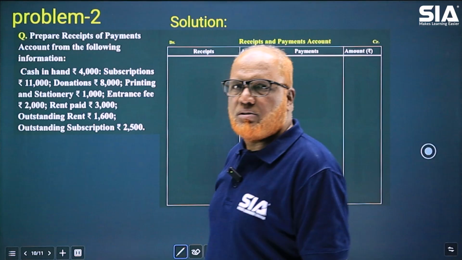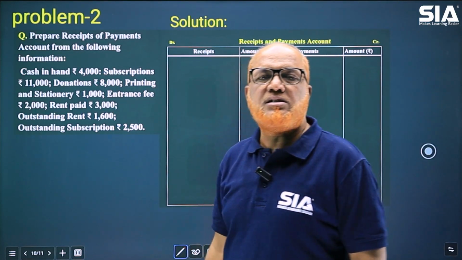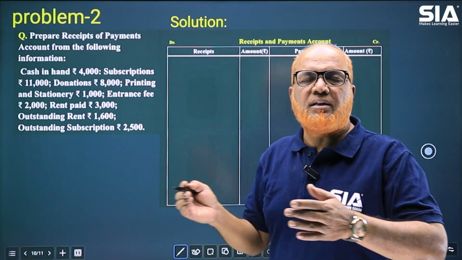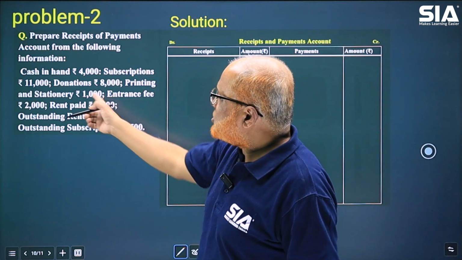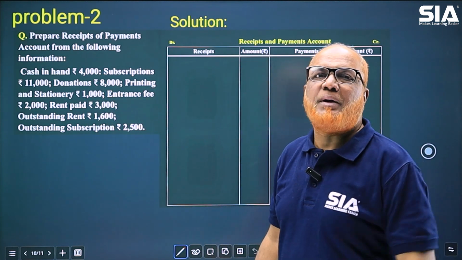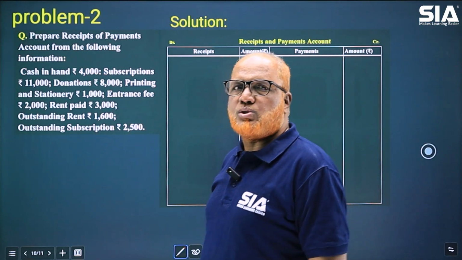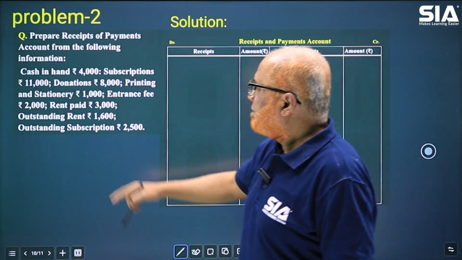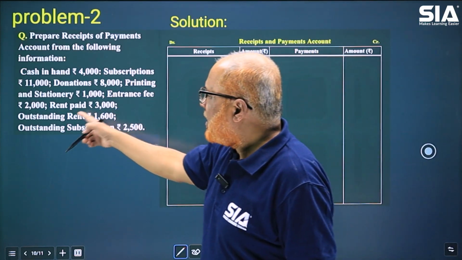Subscription 11,000. This is the receipt. Then donation 8,000. This is also one of the receipts. The non-profit making organizations will get the donations from the public. And then printing and stationery. This is the expenditure, payment side. Then entrance fees 2,000. This is the receipt, receiving of cash, debit side. Rent paid, payment, so credit side.